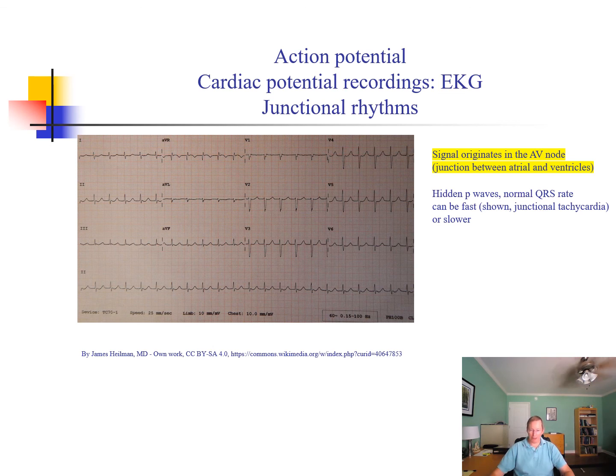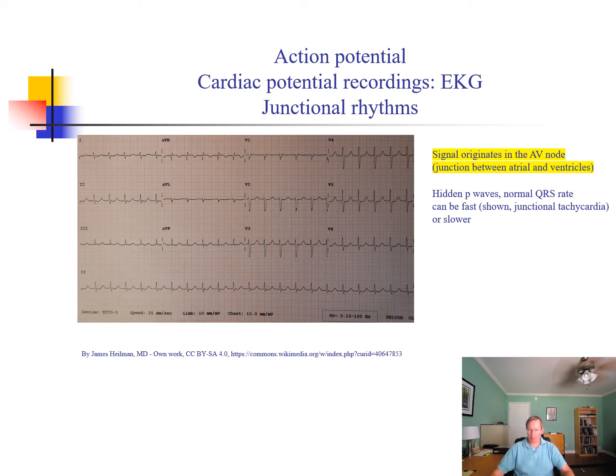So another possibility is a junctional rhythm. A junctional rhythm is where the signal is originating in the AV node, so between the atria and the ventricles. And in this case, if you look at this strip down here, which is 2, you won't see any P waves. There's no P waves. There's a QRS and a T, QRS and a T, QRS and a T. This is what's called a junctional rhythm.